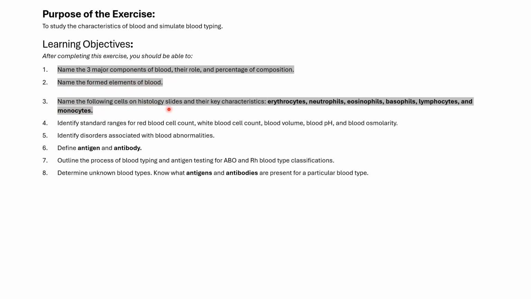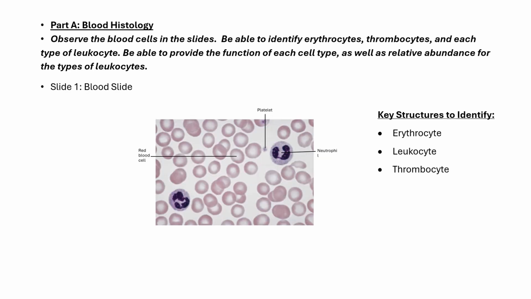Name the following cells on histology slides and their key characteristics. So you have to be able to recognize erythrocytes, neutrophils, eosinophils, basophils, lymphocytes, and monocytes. We already went over this. Now this is how the slide is going to appear under the microscope.